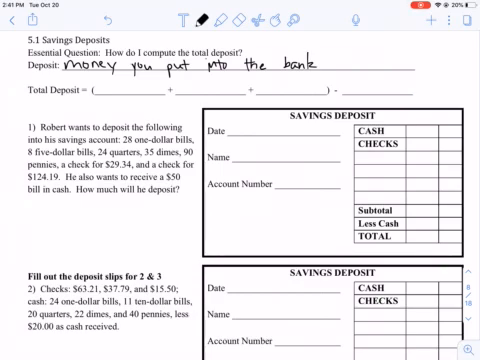Now, a deposit is any currency, so any dollar bills you have, plus any coins, plus any checks, minus any cash you receive back.